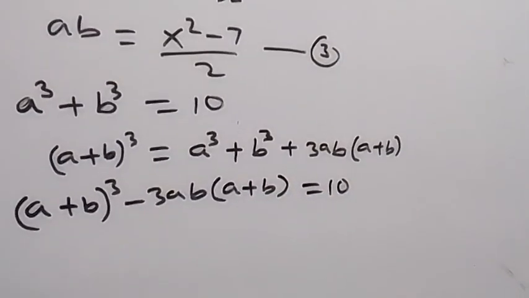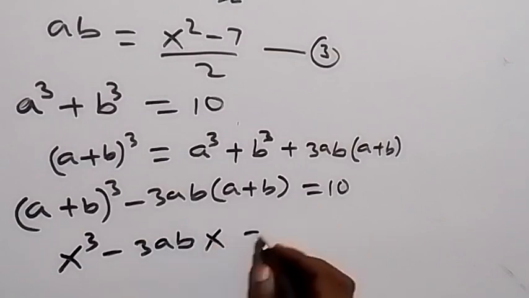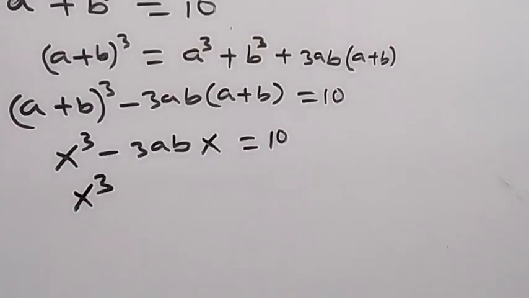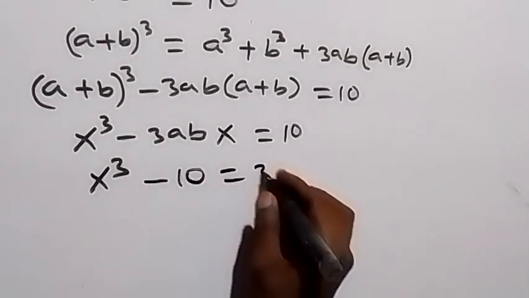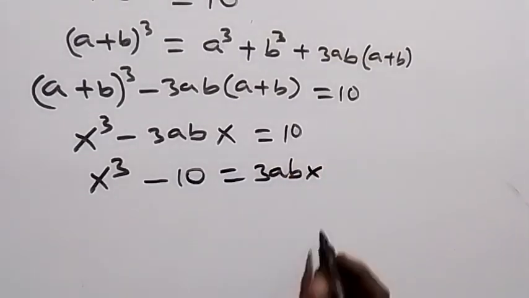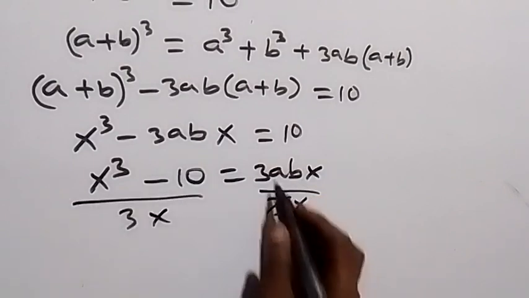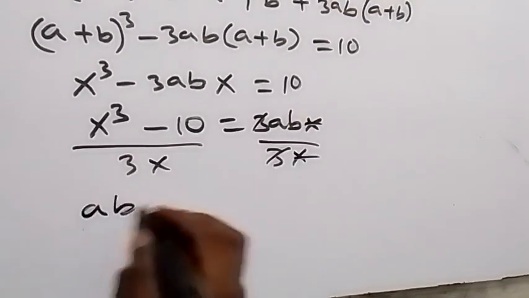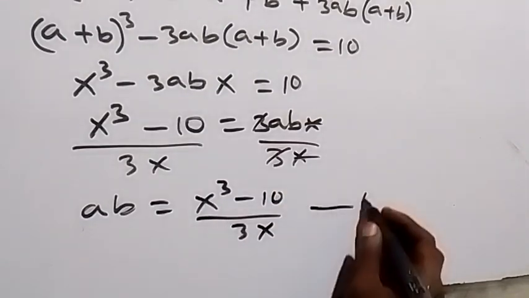Then since a plus b we represented as x, that's x cube minus 3abx, equals 10. Then let's take 10 here, take minus 3abx there. So we have x raised to the power 3 minus 10 equals 3abx. Now divide both sides by 3x so that we have ab left. The 3 cancels 3, x cancels x, and we are left with ab. Then we can write ab equals (x cube minus 10) over 3x. And let's label this as equation 4.